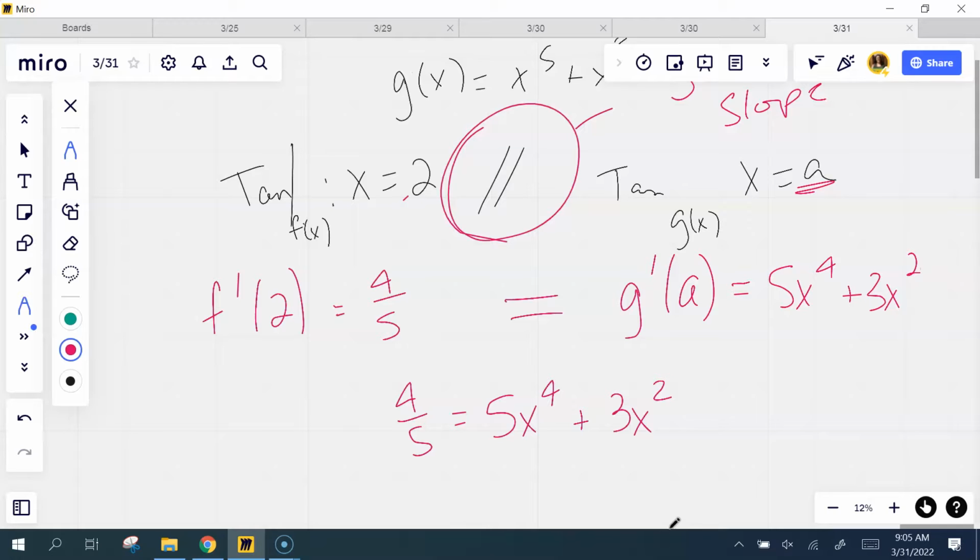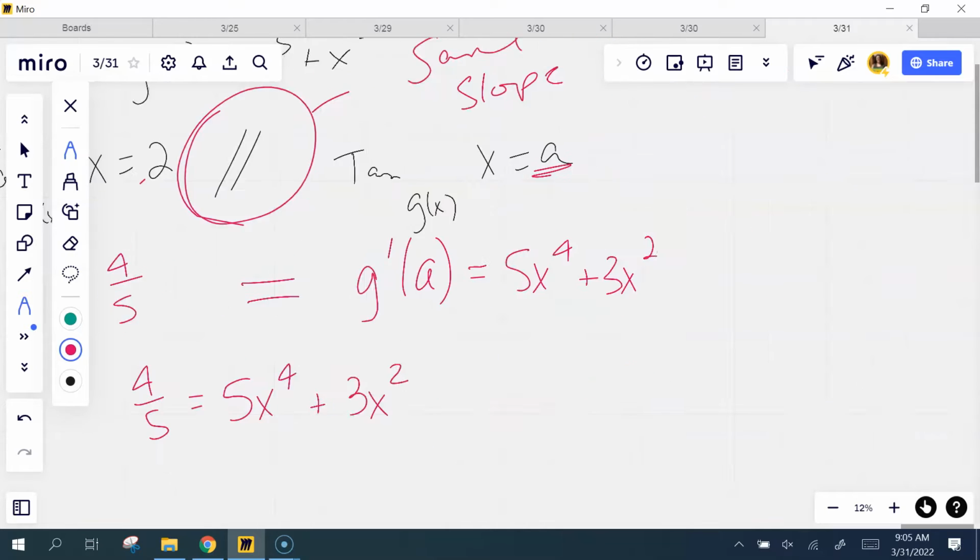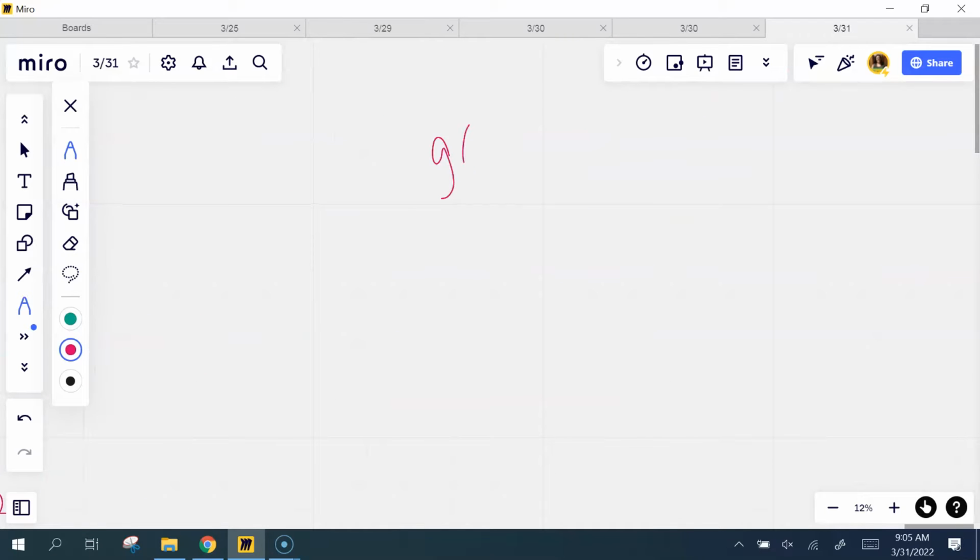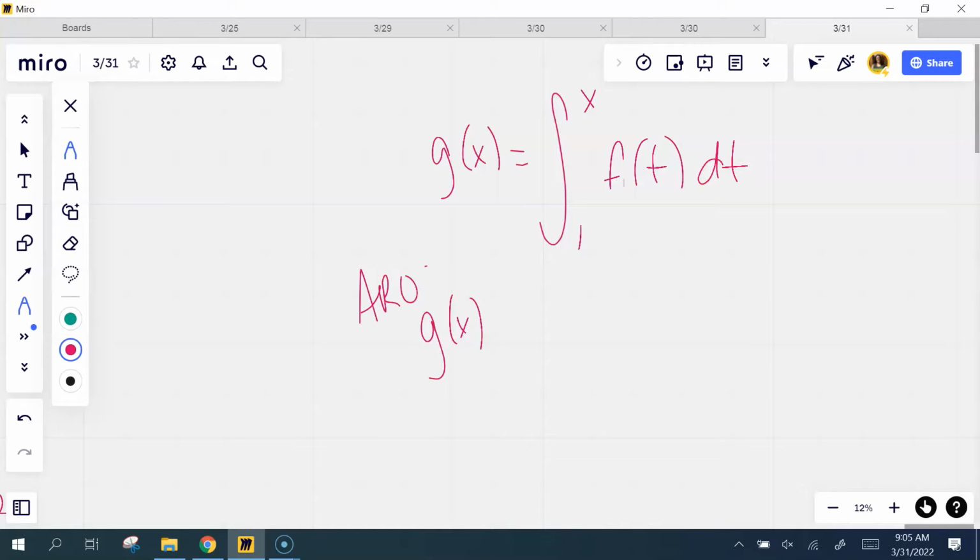Y'all don't need A9? Let f be a continuous function for all real numbers. G of x equals the integral. The average rate of change on the interval from 2 to 5 is 6 for G. Which of the following statements must be true?